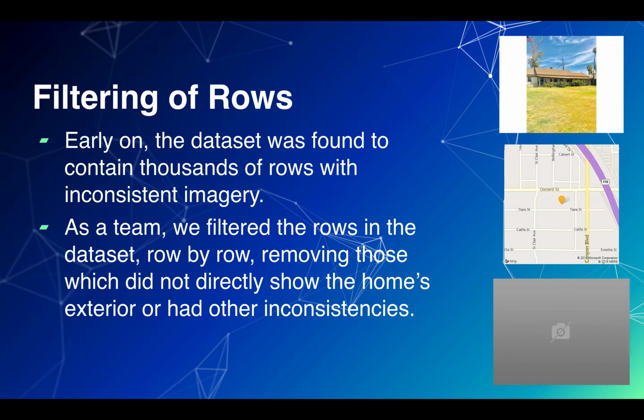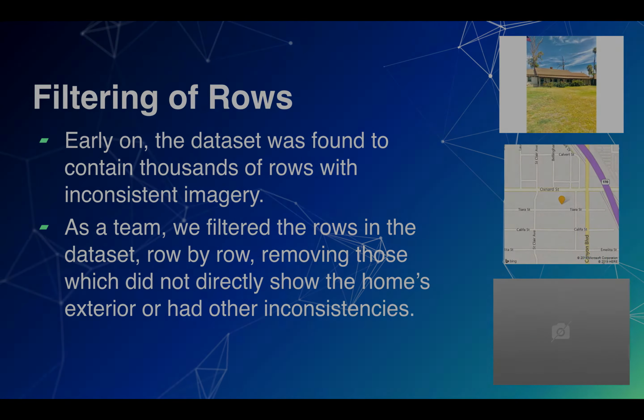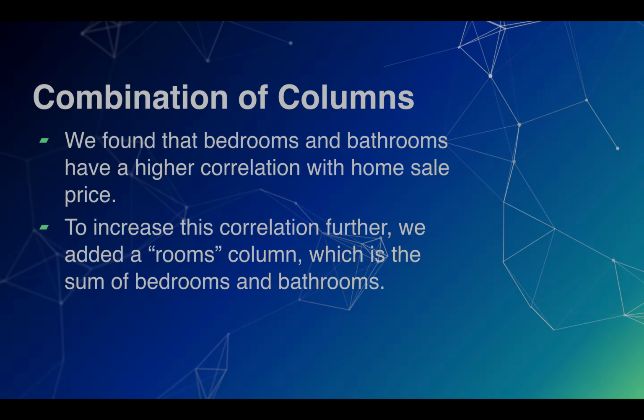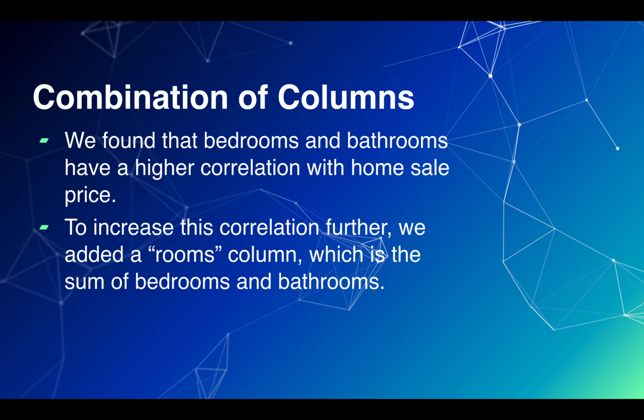So we found out early on that the rows in our data set were not consistent. We had a lot of rows which linked to images that just weren't satisfactory, and so we combed through each image as a group and decided which ones were satisfactory for our problem and tossed about 3,500 rows. We also resized images using OpenCV to about 128 by 128 pixels in order to be able to use them in a CNN. We combined columns, meaning we took the ones that were highly correlated, such as beds and baths, and created a rooms column in order to increase the correlation with sale price.